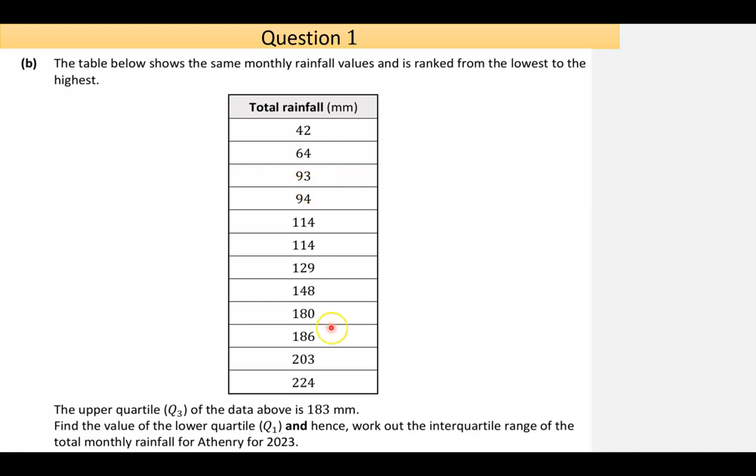Now, the upper quartile is literally the third quarter. This is the middle, this is the first quarter, this is the third quarter. Add those two numbers together, divide by 2, and that's where they get this 183 figure.